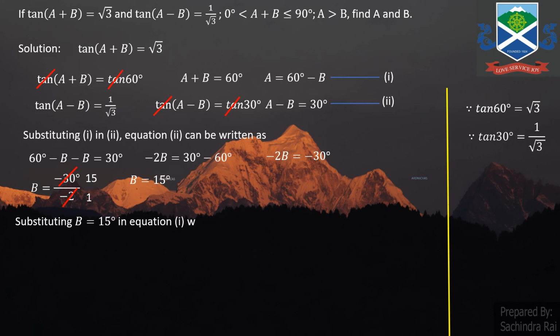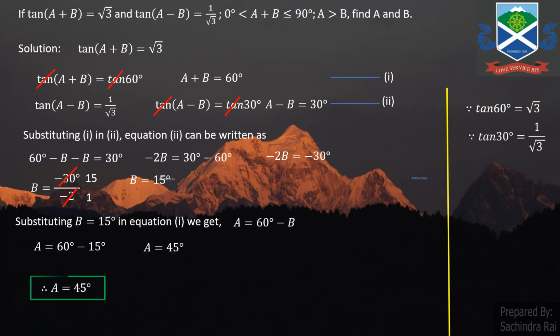For that, we'll substitute the value b equals 15 in equation 1 to get the value for a. So in this equation, we substitute the value: a equals 60 degree minus 15, because b is 15 degree. After subtracting, we get a equals 45 degree. So we found angle A to be 45 degree and angle B to be 15 degree. As written, A is greater than B, because 45 is greater than 15.